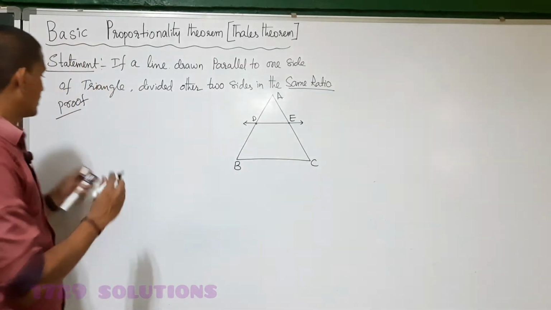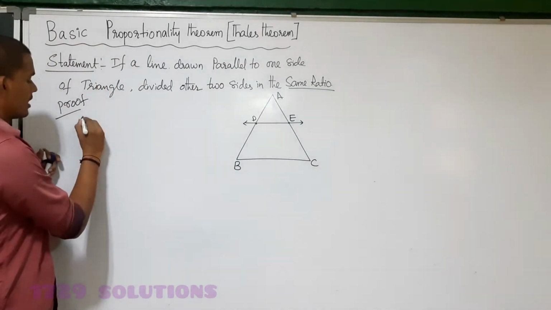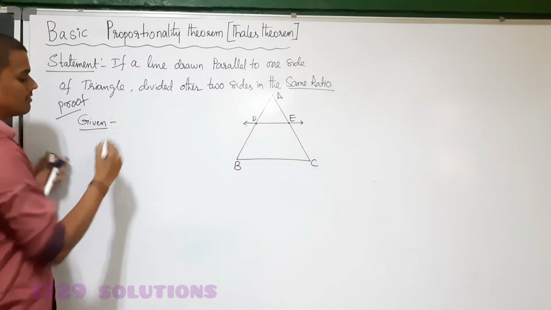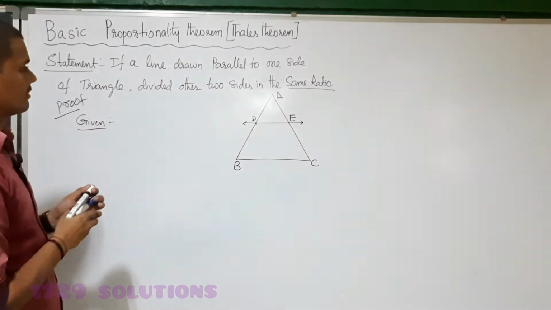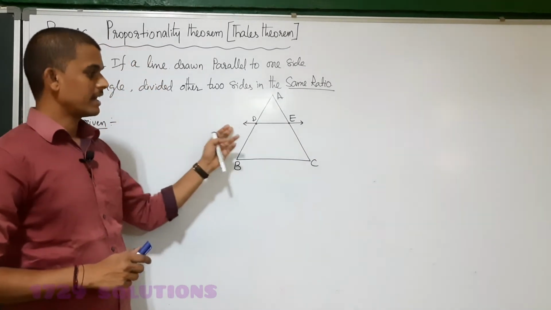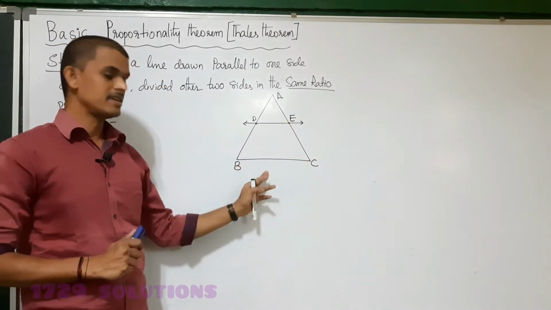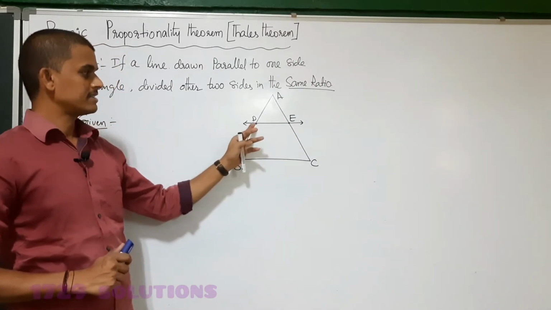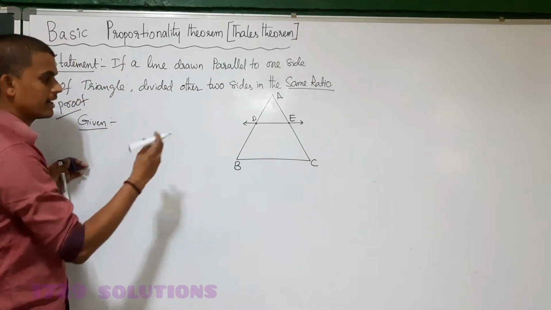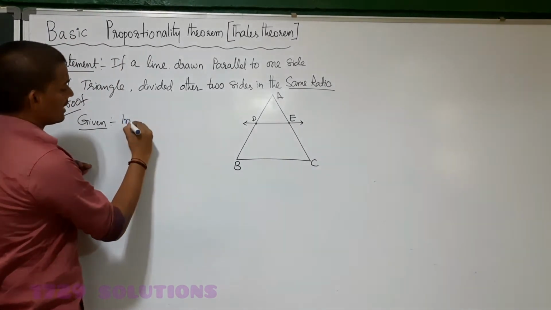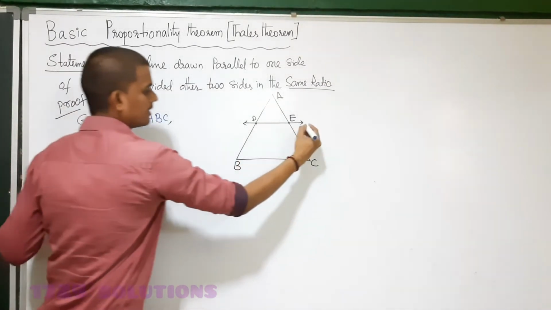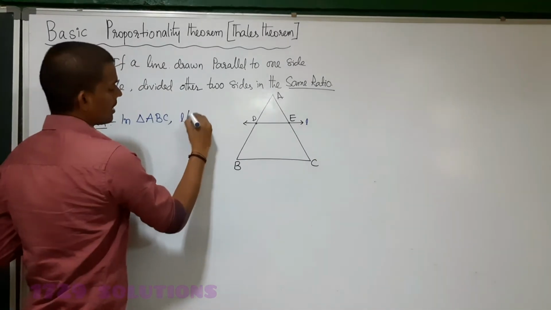First I want to take the given. What is the given information in the problem? I am going to write it. They gave one triangle. We took the triangle and we are drawing a line L which is parallel to BC, and this line L intersects the two sides at the points D and E. This is the given information. So I am going to write: in triangle ABC, the line, the name of the line is L, parallel to BC.